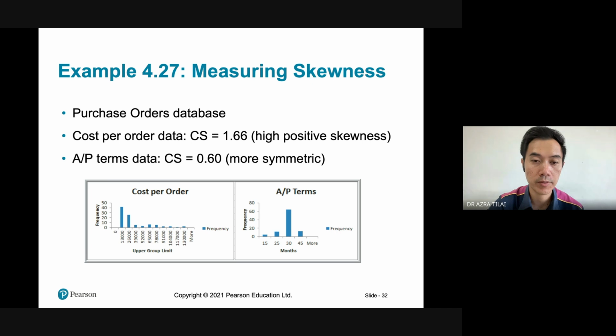So if you can see from the cost per order, it is recording a very high positive skewness, and for AP term, it is more symmetric.